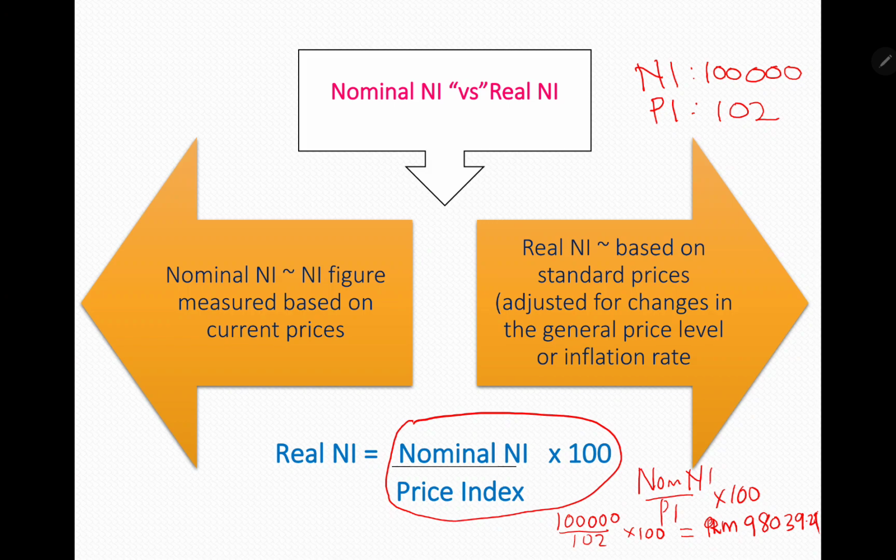So your nominal, your current value of national income is 100,000, but when you compare with the year that you selected using the price index, you will know that the real value of this 100,000 is only 98,000 during that base year.